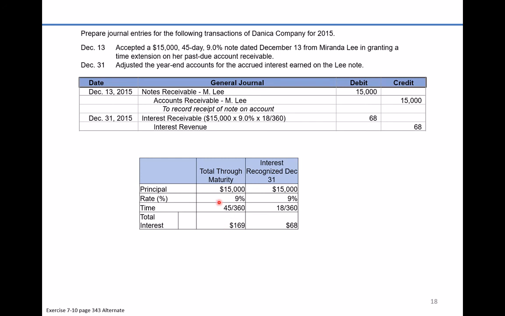So we'll get later on in the period $15,169. Since they're not paying that off to us now, this interest that accumulated for these 18 days, we're going to create this thing called an interest receivable. That's money we'll receive in the future. How many days in the future will we receive it? Well, 45 days after the issuance of the note.